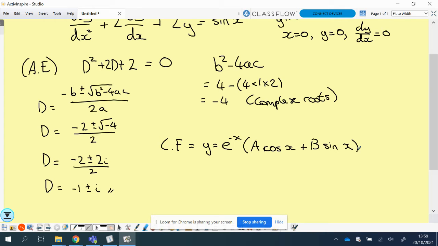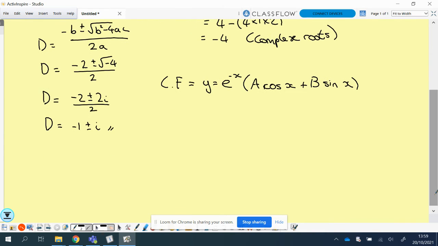Okay, so next thing is we're going to find our particular integral, so we're going to have to try and solve for the right hand side now. So particular integral, we want to find a function that is similar to sin x. That's what we had on the right hand side of our equation. So therefore we will try y equals, remember, if it's a trigonometric function, we've got to consider both the cos and the sine version of it.